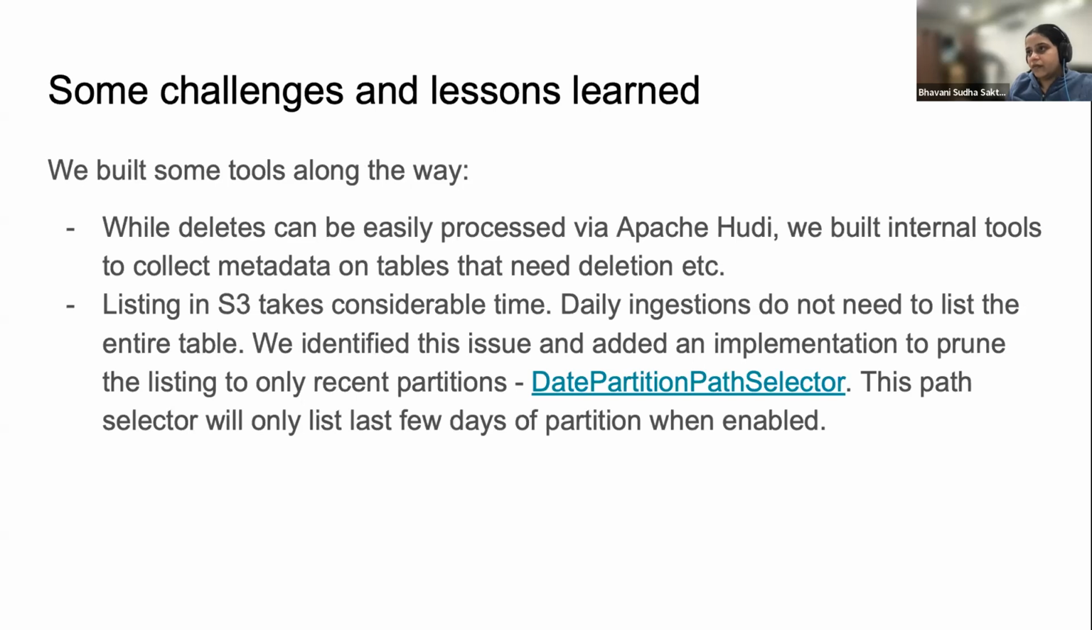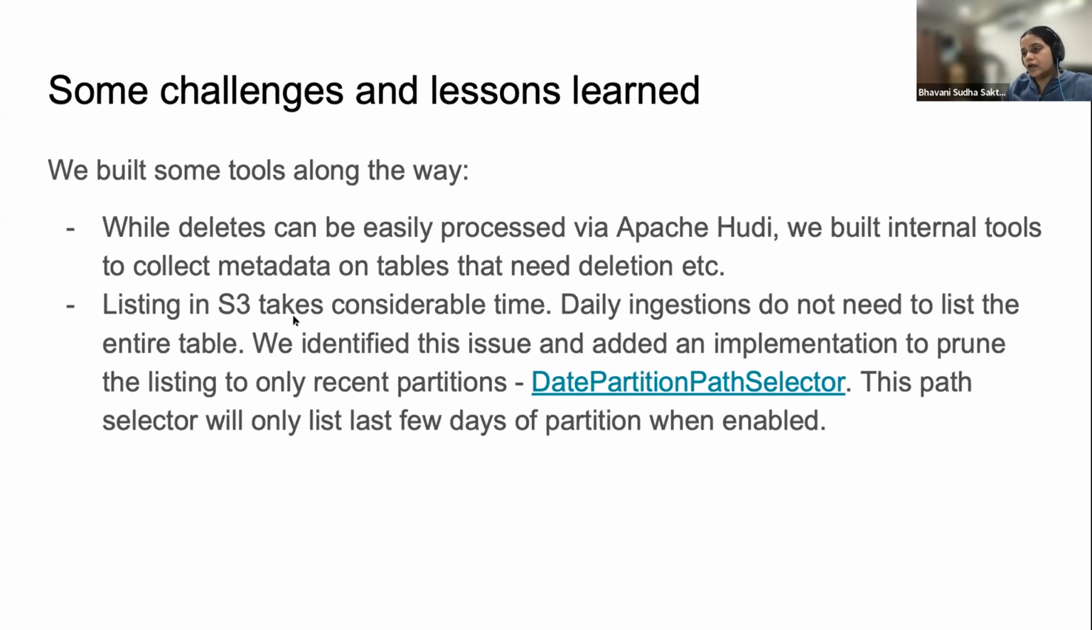But we did have some hiccups and challenges. We learned some lessons on the way in our data lake journey. For example, deletes can be easily processed via Hudi, but we discovered that to hand over deletes to Hudi, we had to build internal tools that can discover tables that had sensitive information, and that discovery mechanism should happen, and then hand over the deletes to Hudi.